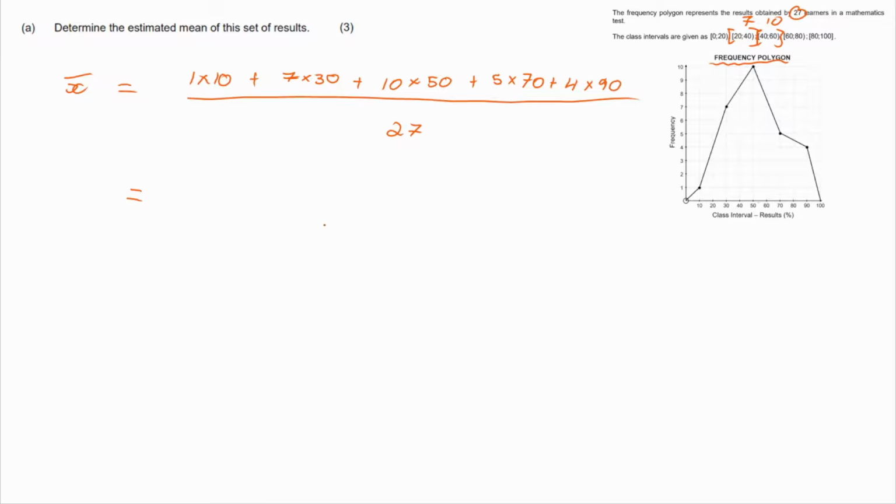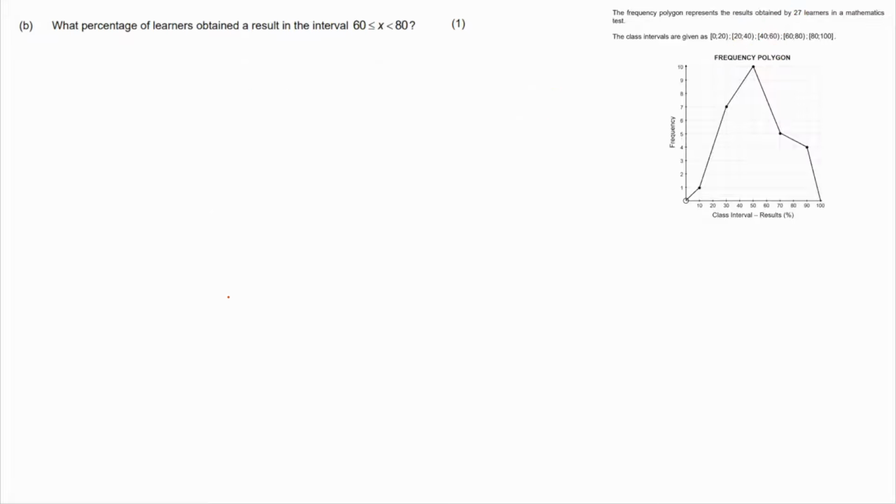Maybe you added an extra 0 here if you get a really large number, for example. But what we end up getting is 52.96. That rounds to 53%, because remember, to 1 decimal place. So the estimated mean for this is 53%. Yeah, 53%.